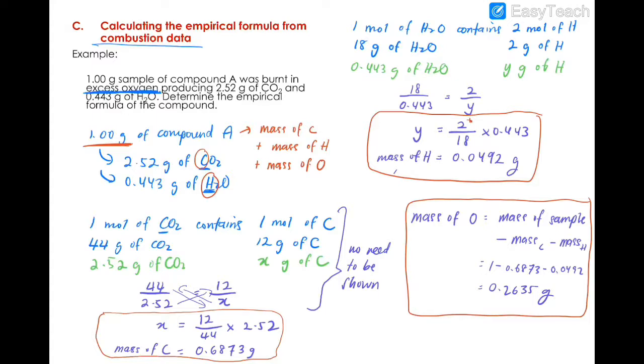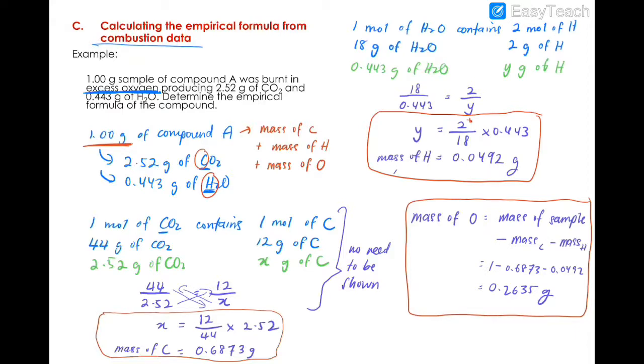So dah jumpa mass of carbon, dah jumpa mass of hydrogen, dah jumpa mass of oxygen. Finally kita boleh apply apa? Kita boleh apply Formula table. Okay, so untuk combustion data ni a bit panjang lah jalan kerja dia. Kena tunjuk dahulu macam mana nak dapatkan mass of carbon, macam mana nak dapatkan mass of hydrogen, and also ada example.